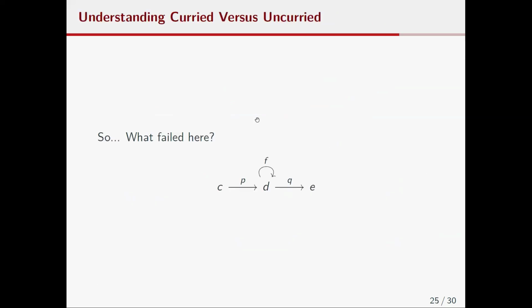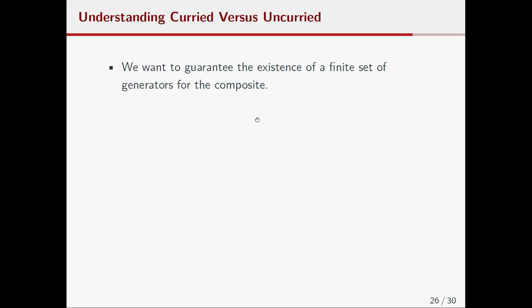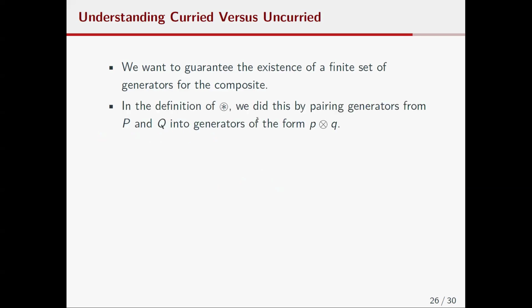And the last thing that I want to talk about is a little bit of what failed in the uncurried case and how we could fix that by adding some conditions on what an uncurried presentation should satisfy. This is a very interesting point, and I hope I can get it across. The point is that we want to guarantee the existence of a finite set of generators for a composite. And the syntactic construction that I showed is one way of achieving that. What we did was pair generators from two profunctors P and Q into new generators.